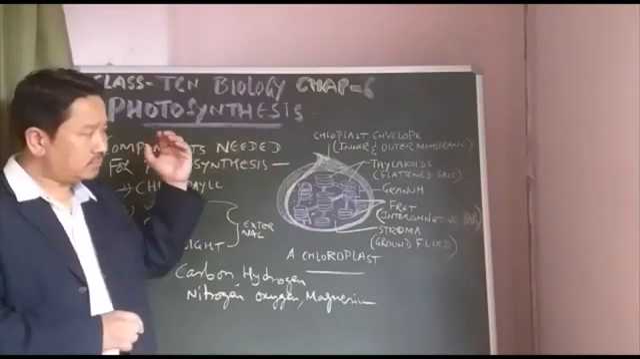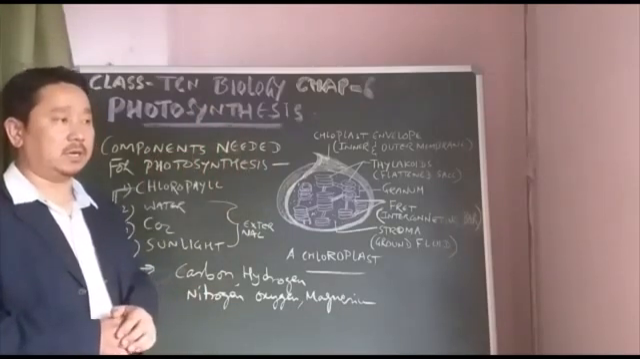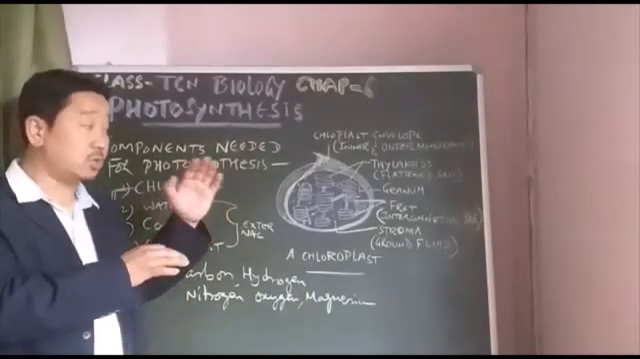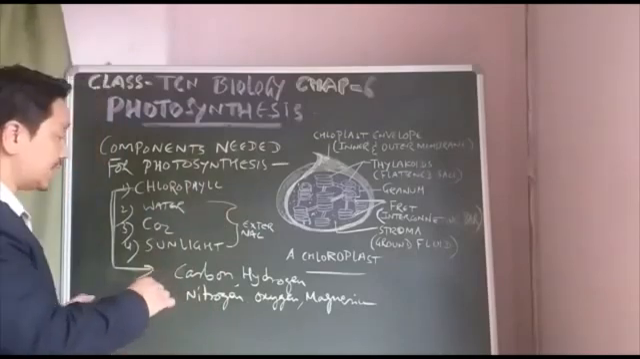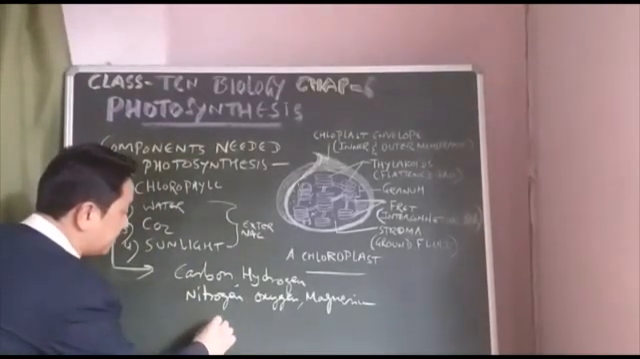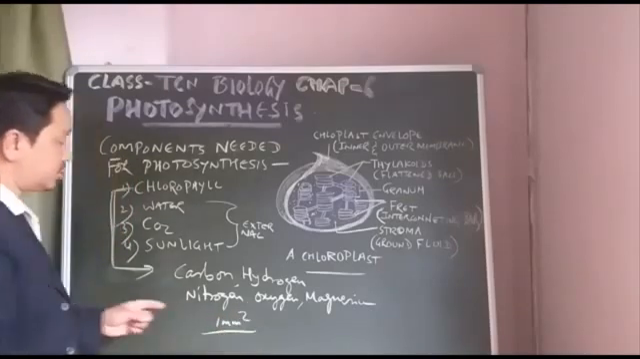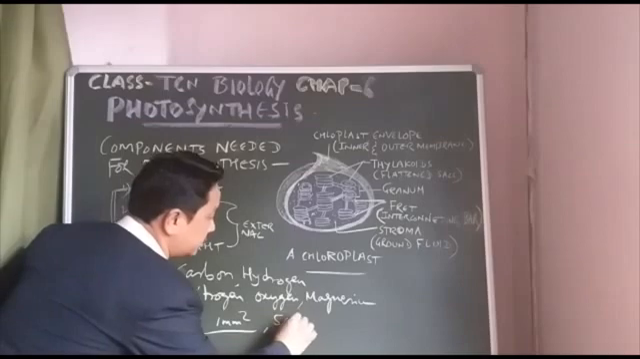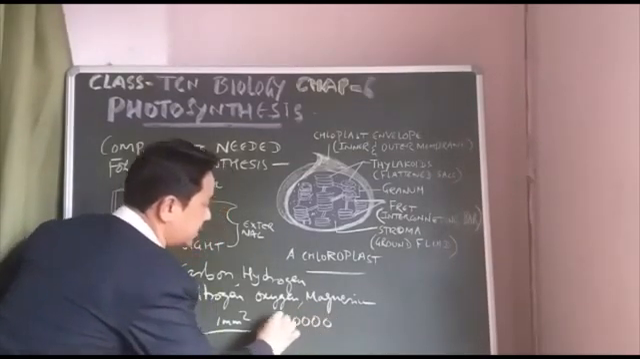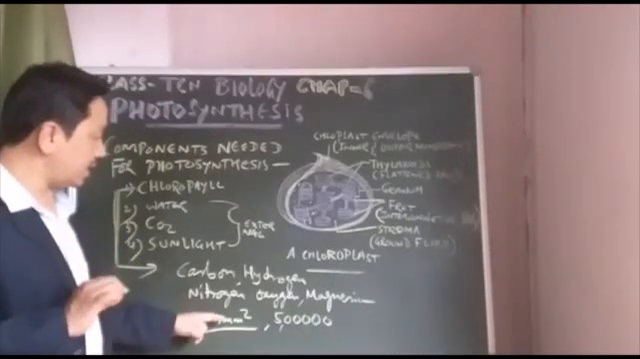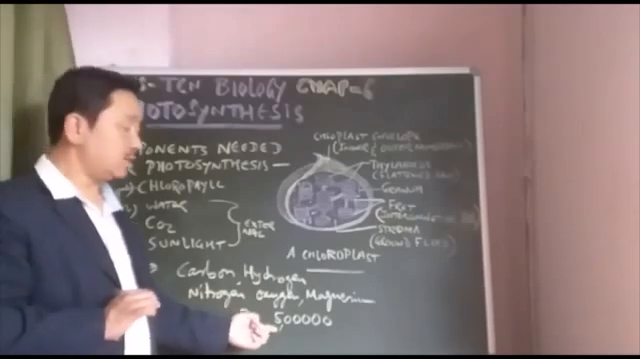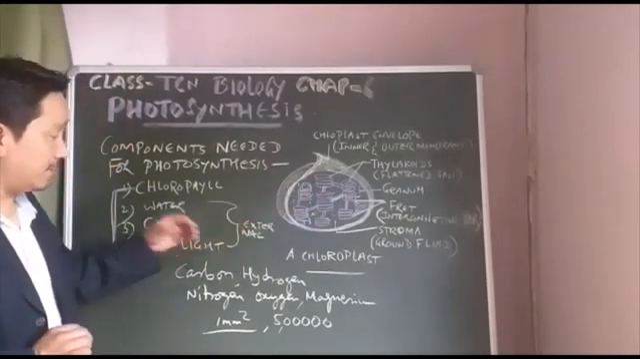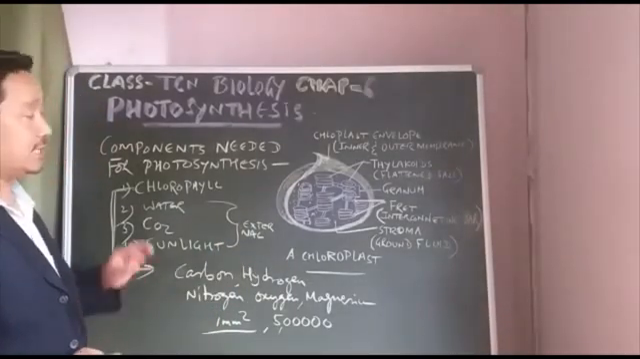Then if you see the number of chloroplasts in the leaves, how many such chloroplasts may be present in the leaves? That can be calculated like this, as given in the book. In every one square millimeter of area of leaf surface, about 500,000 chloroplasts are present. So this many chloroplasts are present in the leaves.